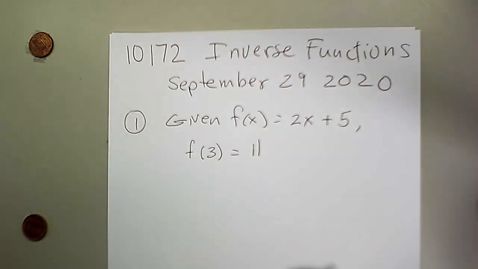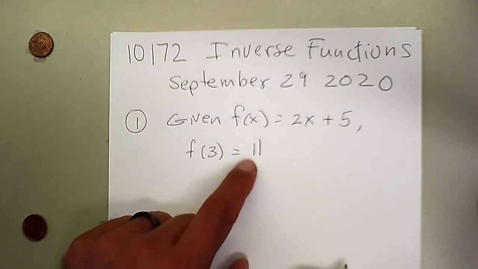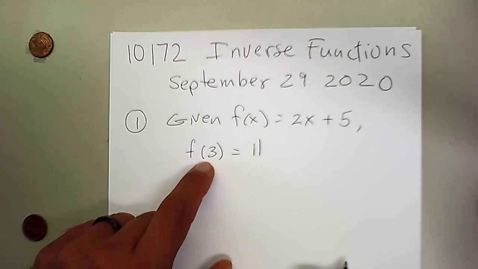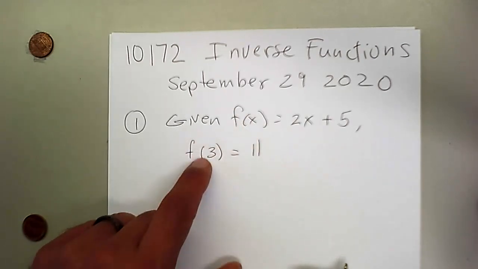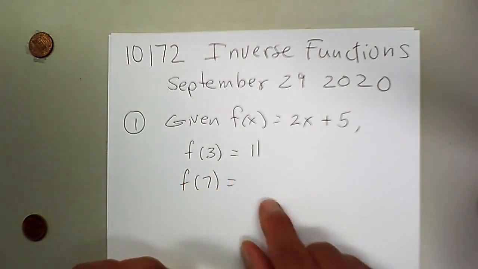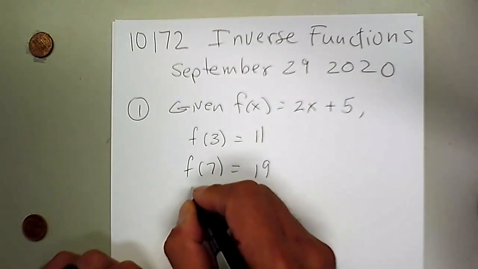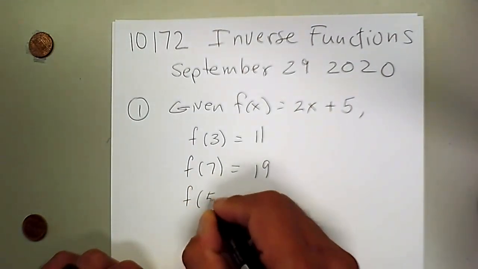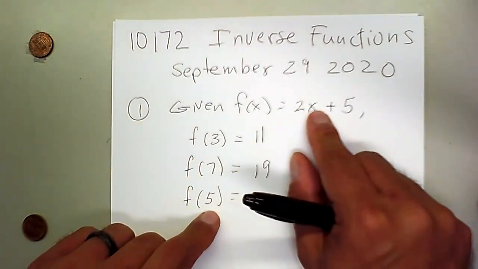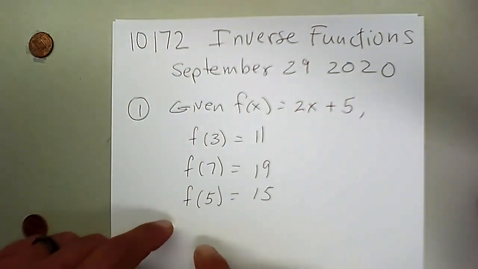So what we want to do is find another function so that when we punch in 11 for the input, the output is 3. In this f function, if the input is 3, the output is 11. Let's do another one. What is f of 7? 2 times 7 is 14 plus 5, 19. Let's do one more, f of 5. I should have put them in order, 3, 5, 7, but 2 times 5 is 10 plus 5, 15.